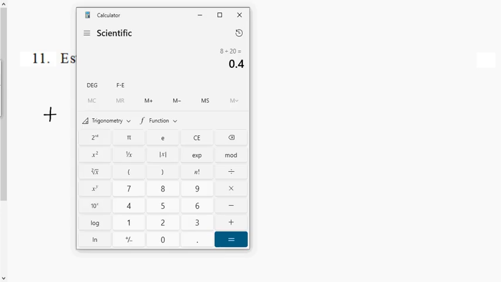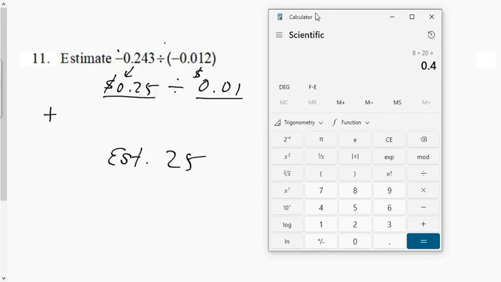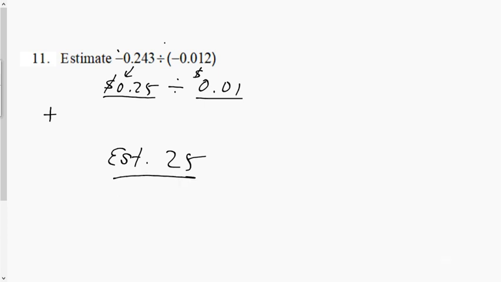If I grab my calculator to see if my estimation was correct, 0.243 divided by 0.012, my actual calculation is 20.25, but my estimation of 25 was really good just using that idea of what money I have and the size of the piles I need to make that money into.